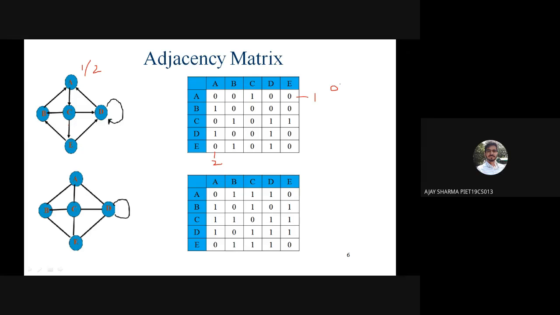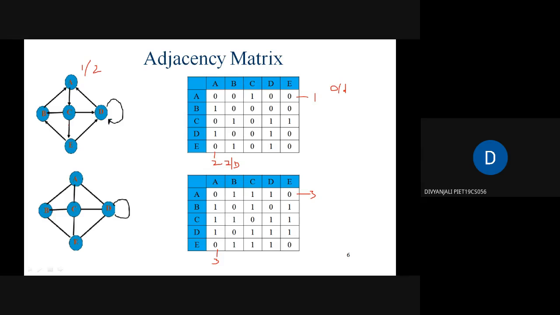Row is out degree, I had already said it before. Just now at last I said in degree, like column is in degree. Sum of the column is in degree and sum of the row is out degree. And in this case, you can observe that sum of the row is equal to sum of the column because it is a symmetric matrix.